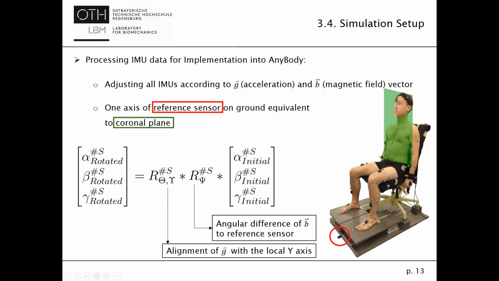Only for understanding the formula, the hashtag S symbol here incorporates the number of the sensor on the human. In our case, the sensor on the head and on the hip. Then the initial here in the index, this is the Kalman filter data, and then we receive rotated data which can be imported into any body. And as IMU data refers to an initial orientation of the segments, the aforementioned process of adjusting the hip is very important.